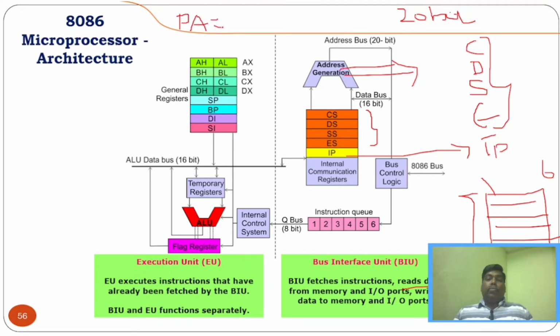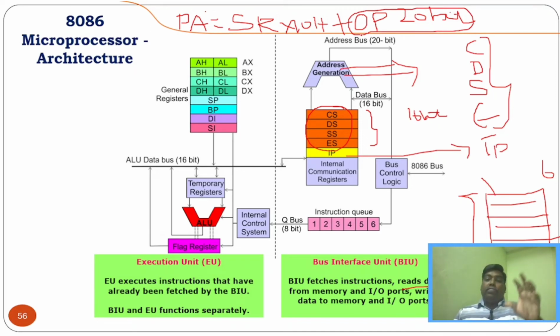Physical address is equal to segment register into 10H plus offset pointer. So in order to determine the physical address, these segment registers are used. Each segment register is 16 bits, whereas the physical address is 20 bits, and the remaining 4 bits will be given by the offset pointer. I'll come back to this offset pointer when I explain the registers.